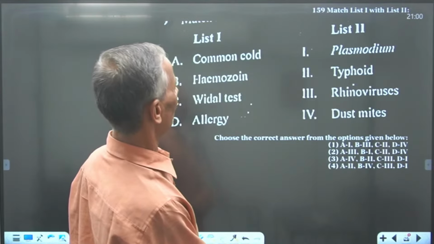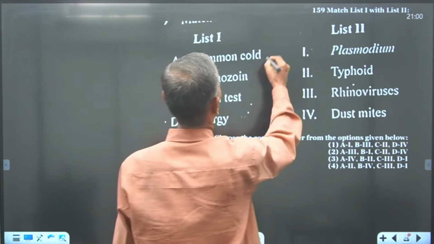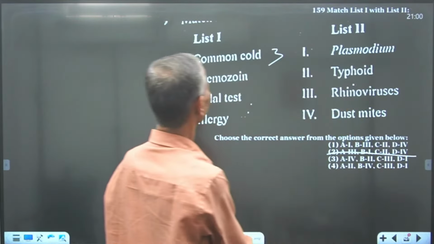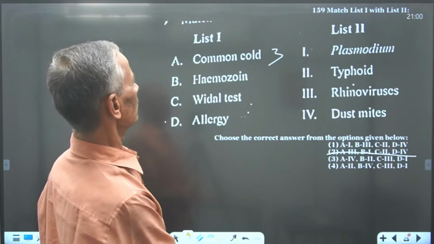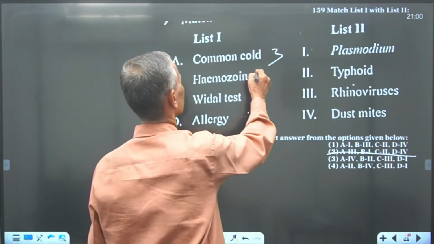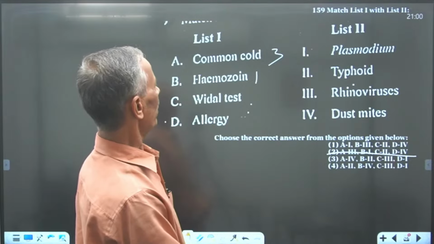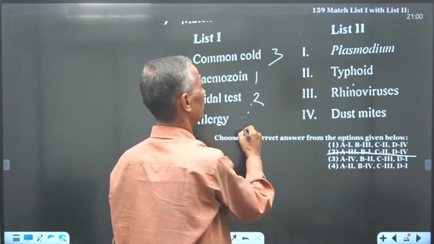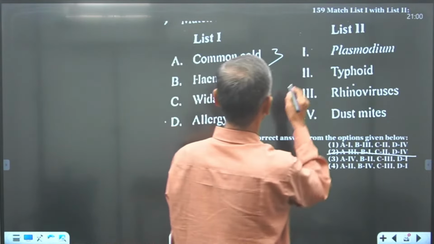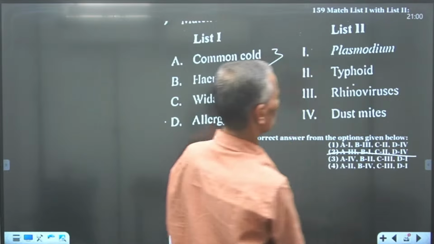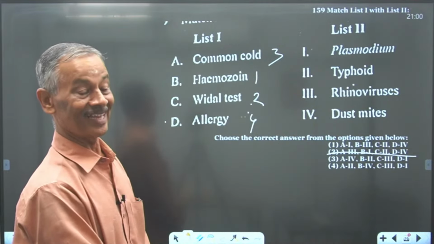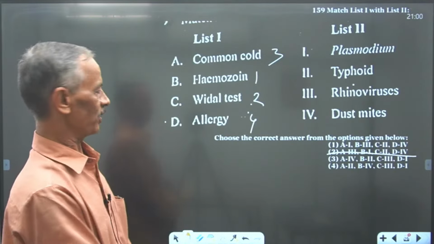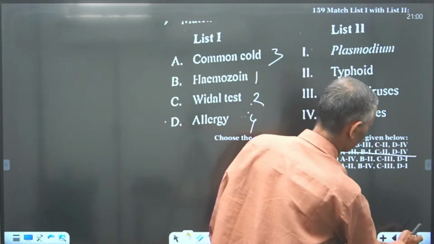Common cold. Everybody knows that it is by rhinovirus. So 3. Immediately we came to the answer. Hemozoin is released by Plasmodium in the RBC. Widal test is for typhoid and allergy because of the dust mites. So 3, 1, 2, 4. Is that clear? That technique you have to adopt. I hope all of you have used these techniques in arriving at the answer quickly.